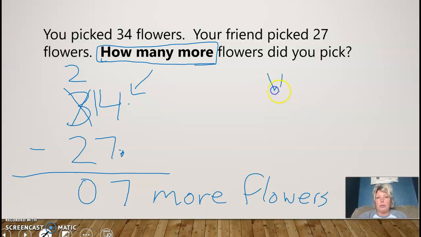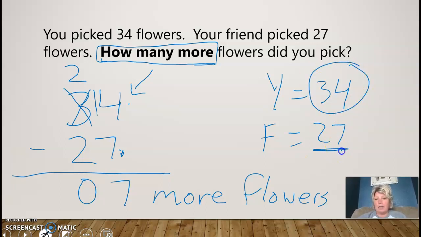You knew that you picked 34 and your friend picked 27. And you want to find the difference, how many more you had than your friend. So you could start at the smaller number and count up. After 27, we have 28, 29, 30, 31, 32, 33, 34. And how many did I count up? 7. So that would be another way to solve the problem.